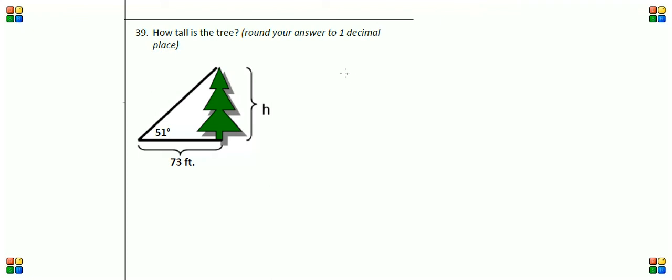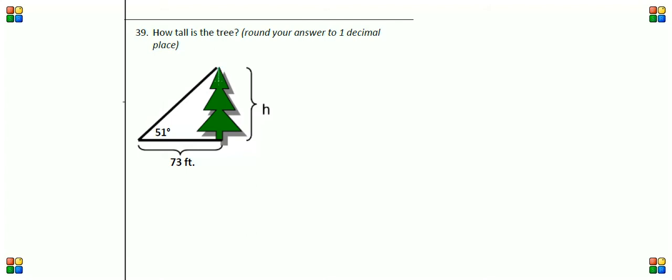Number 39 asks the question, how tall is this tree? How tall is the tree? And round your answer to 1 decimal place. Well, class, I've got a triangle here, and I'm going to have to make the assumption that this tree is growing straight up and down.